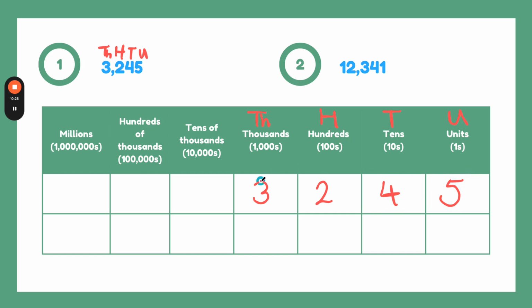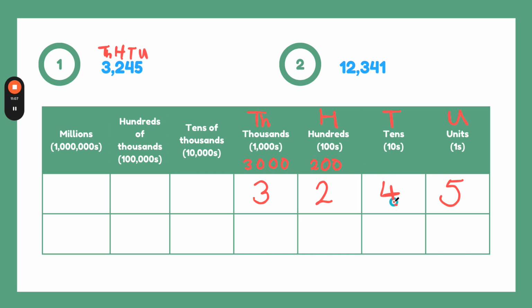Now, do you see why these numbers are positioned where they are? There are 3,000s, 3 lots of 1,000. So imagine we have 3,000 here. This is the value of the 3 in this number. 3 times 1,000 is 3,000. Then we have 200, so 2 lots of the hundreds. So the value of the 2 in this number is 200.